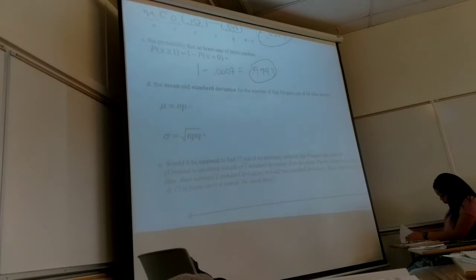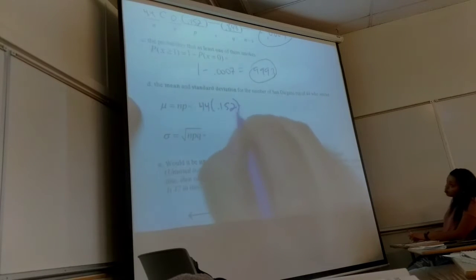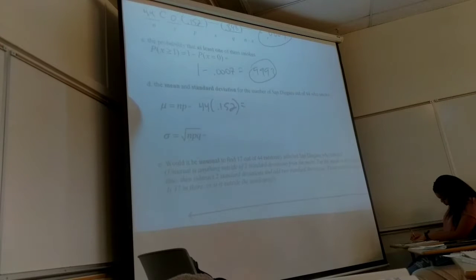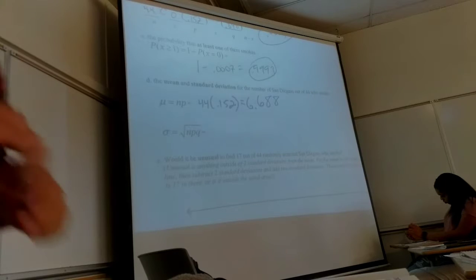So in this case, it'll be 44 times 0.152. What do you guys get? 6.688? So I'd expect an average of almost 7 San Diegans out of any group of 44 that would smoke. Does that mean I always have to get 7? No. So what we're about to get into in a second is this question of, let me ask you this.